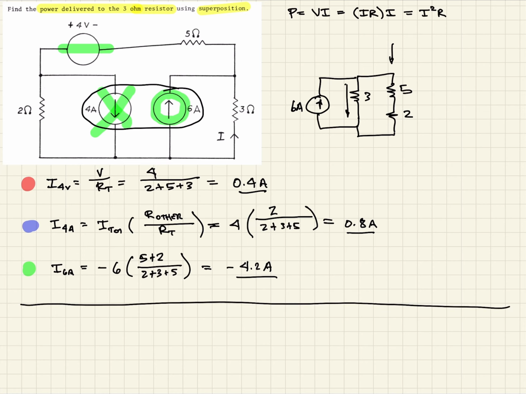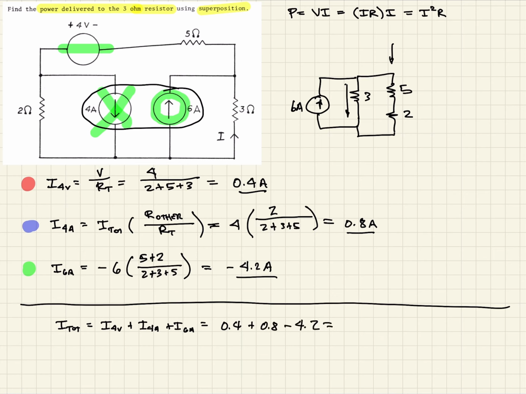So now we can calculate a total current, I total, which is going to be the current from the 4-volt source plus the current from the 4 amp source plus the current from the 6 amp source. So we add those up: 0.4 plus 0.8 minus 4.2, and we should have minus 3 amps. So this is this current right here.